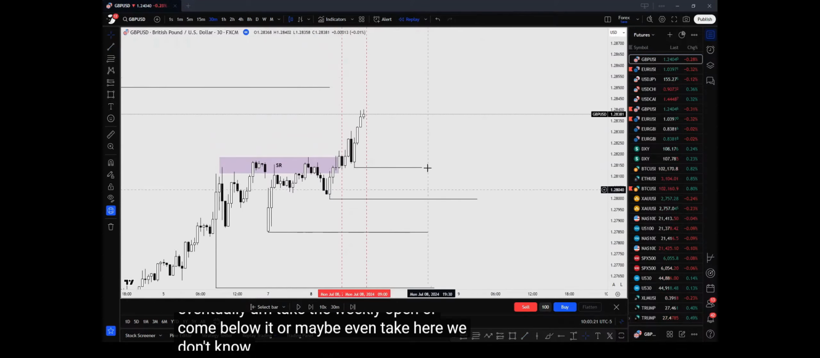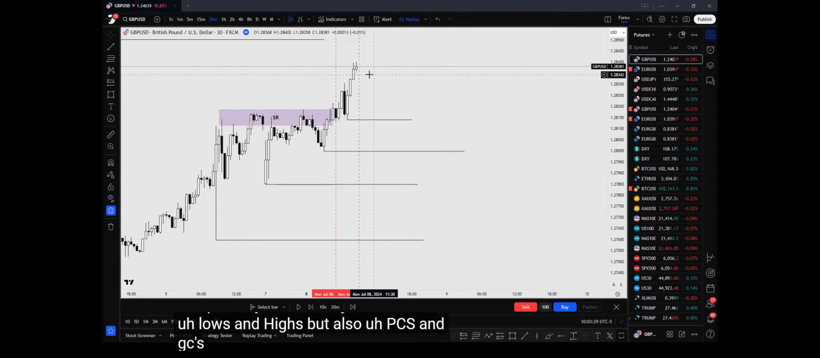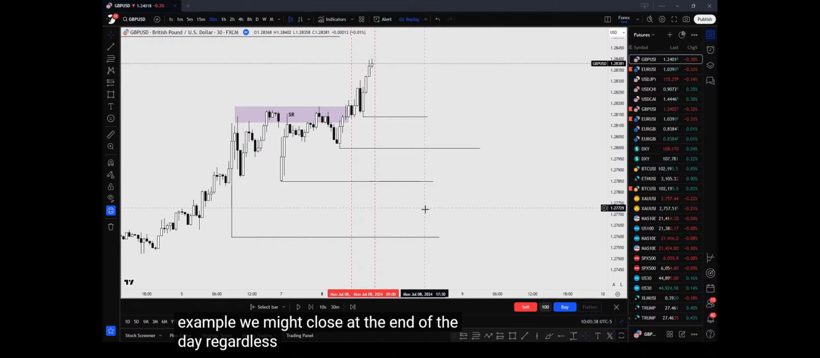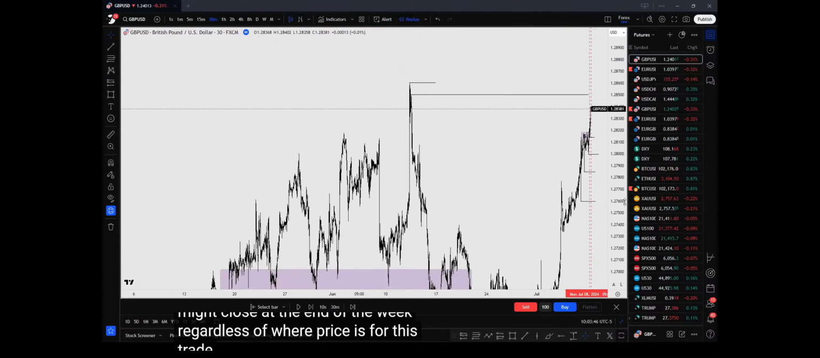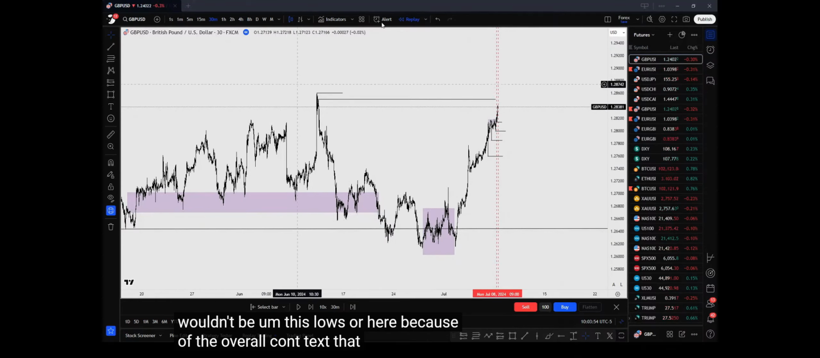These lower time frame lows are usually guaranteed, and maybe eventually take the weekly open or come below it, or maybe even take here. We don't know exactly because our take profit system is not just based on lows and highs, but also PCs and GCs and time-wise take profits. For example, we might close at the end of the day, regardless of where price is, or we might close at the end of the week, regardless of where price is. For this trade, the high time frame target wouldn't be these lows or here because of the overall context that I talked about. Yeah, it's a Monday.